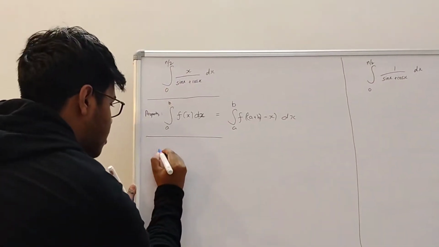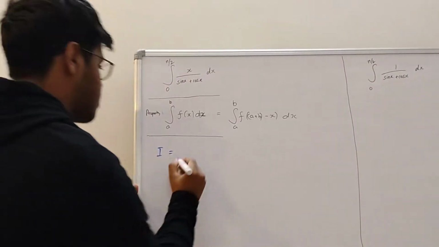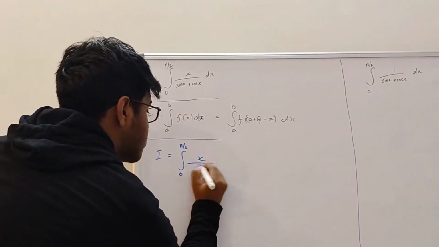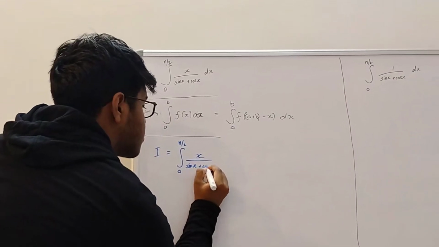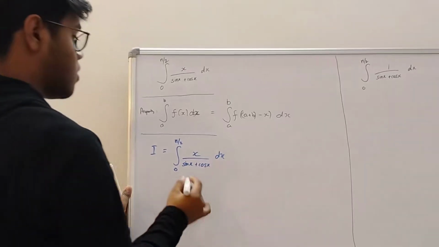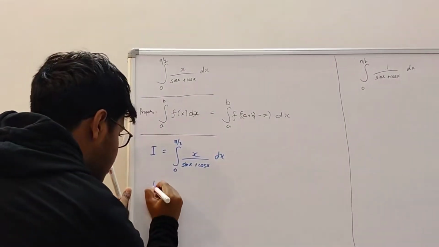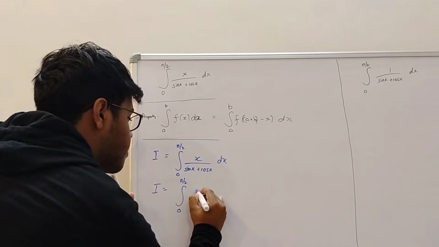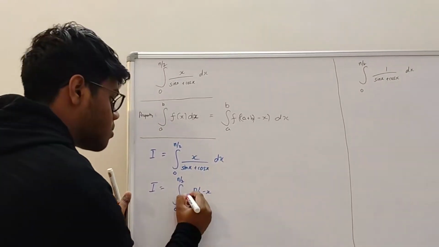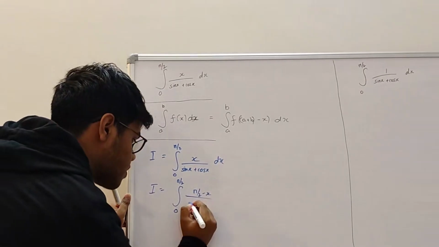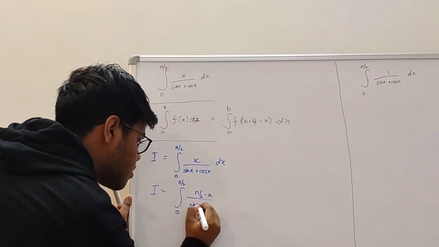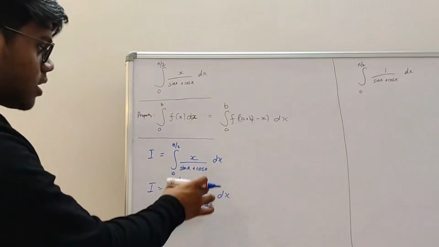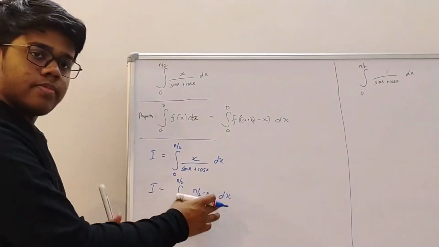So let I equal the integral from 0 to pi by 2 of x by sin x plus cosine x dx. This I can also be written as the integral from 0 to pi by 2 of pi by 2 minus x by sin x plus cosine x dx. As you can see, the denominator term remains the same.